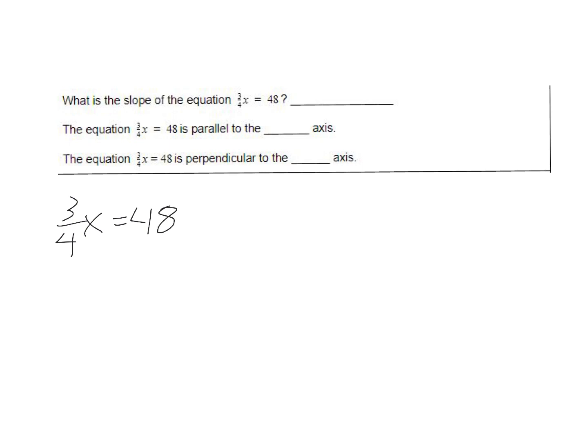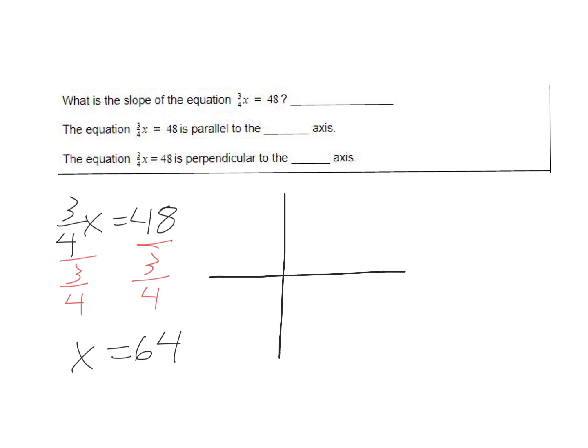What we'd end up doing is we would divide by 3/4 on both sides. And when you do that, you're going to get the answer of x equals 64. So what we have is an equation where x equals 64. This is not a y equals mx plus b or anything like that. We just have x equals 64. Let me sketch that real quick just so we understand what that means.